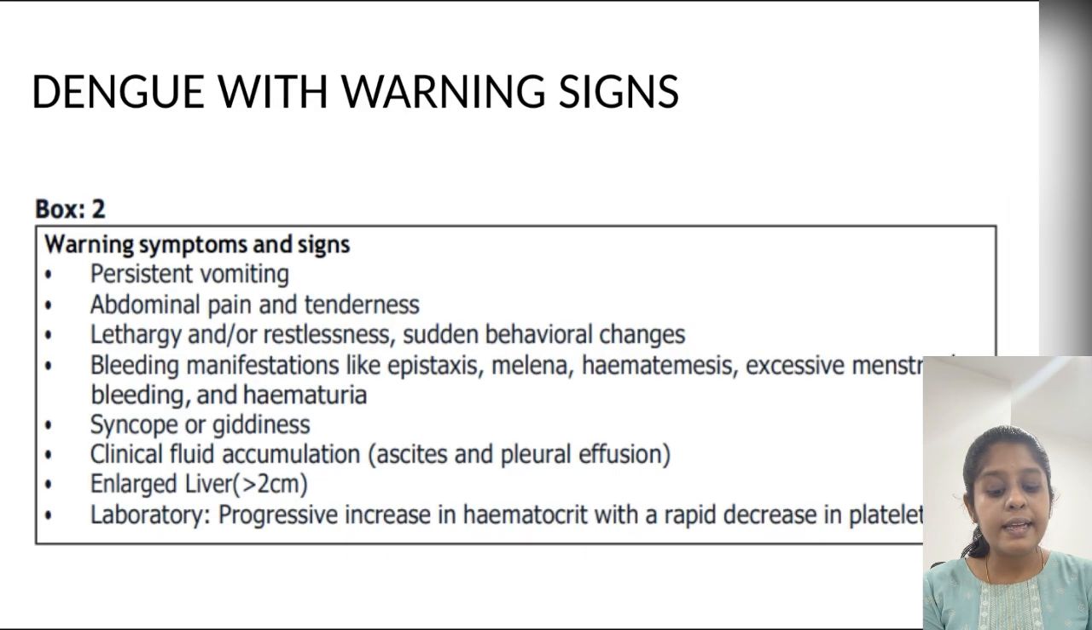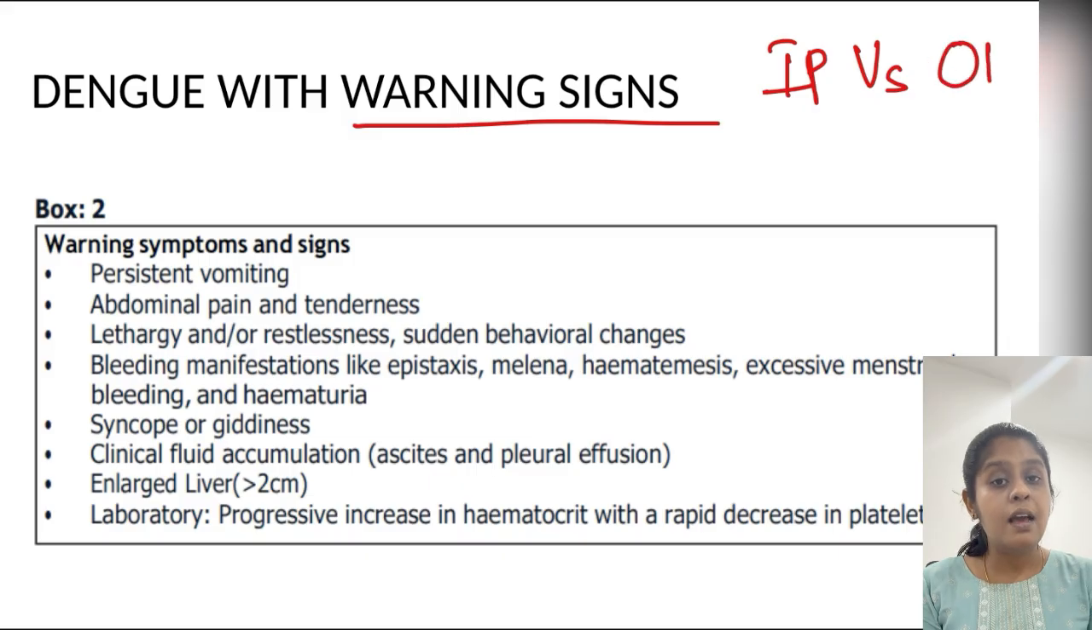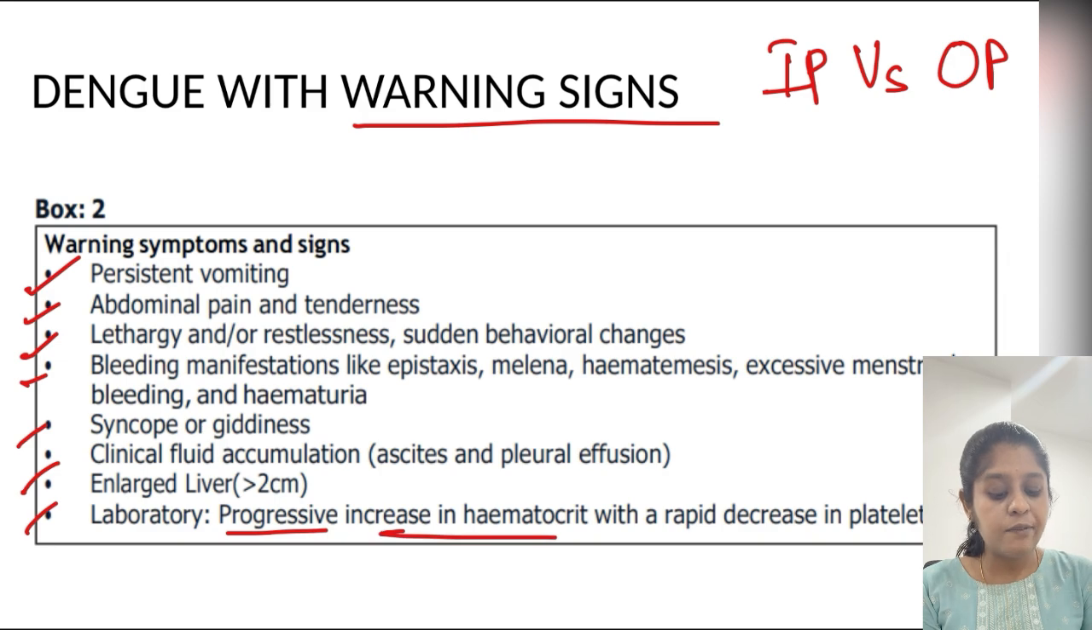So what do you call a dengue with warning signs? What are these warning signs? So warning signs are the ones which should alarm the medical practitioner to admit the patient as IP and to give the fluid management. So you call it warning sign when there is persistent vomiting, abdomen pain, lethargy, behavioral changes, bleeding manifestations, clinical fluid accumulation in the form of ascites or pleural effusion, enlarged liver of more than 2 centimeter, and lab findings of progressive increase in the hemoconcentration with rapid reduction in the platelet.